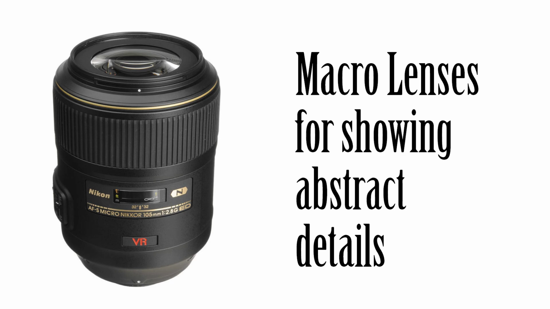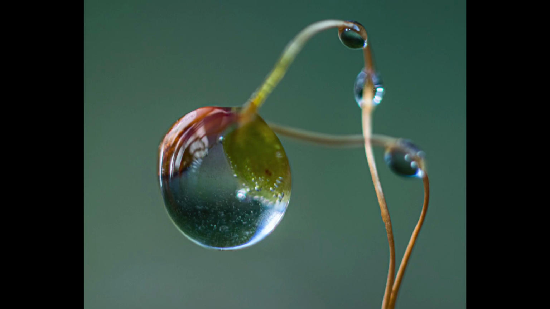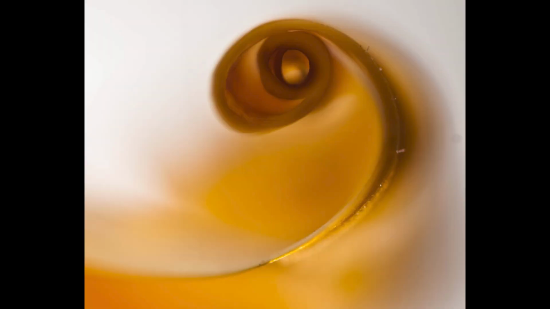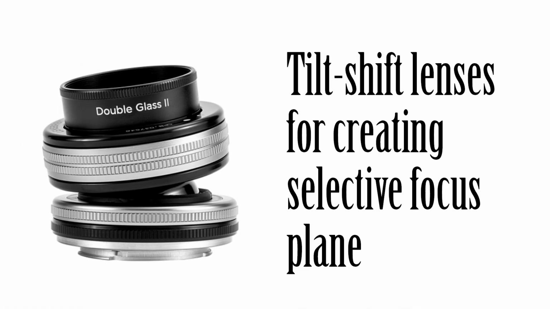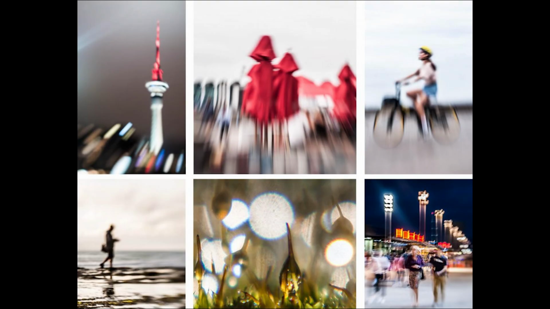And macro lenses? They reveal entire abstract worlds in the smallest details. This water droplet becomes a crystal ball. This flower petal becomes a landscape. Tilt-shift lenses let you play with reality itself, creating impossible focus planes that isolate just a sliver of your scene, making the world look like a miniature dream.